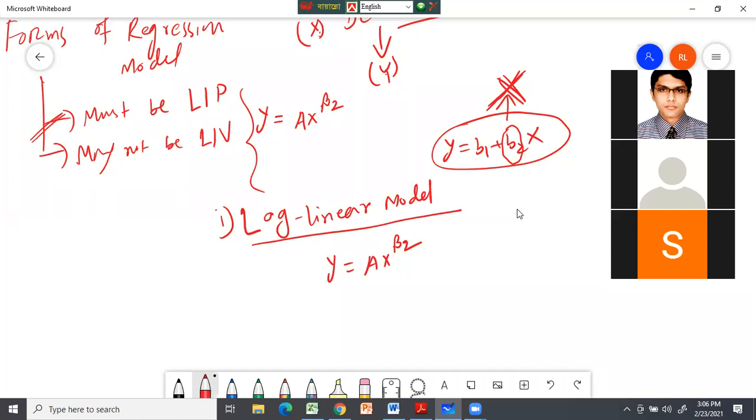So in that case, how can you incorporate this non-linearity issue in this model so that you can actually incorporate the elasticity issue? Take the first assumption of the CLRM model, that this model should follow the linear in parameter form.